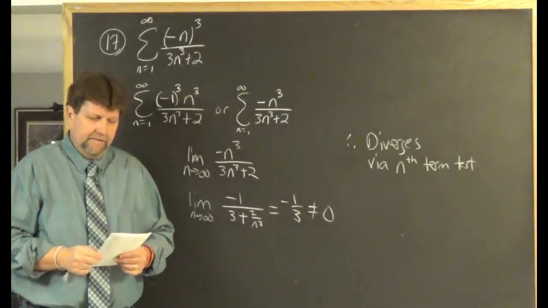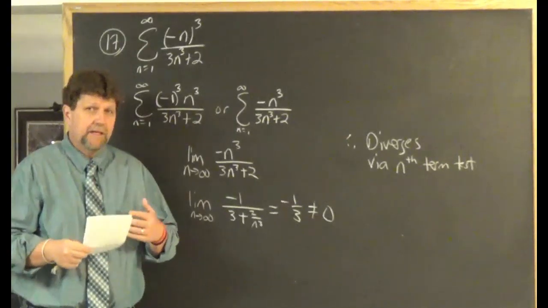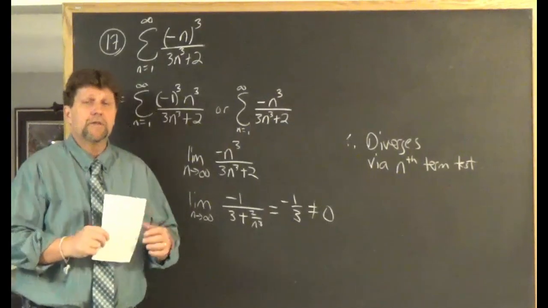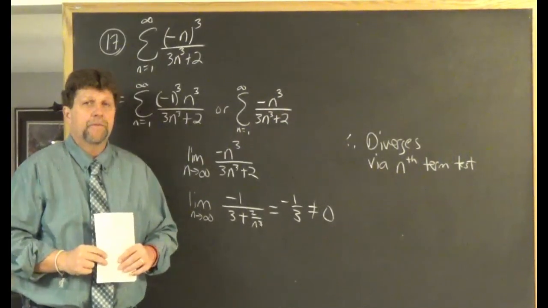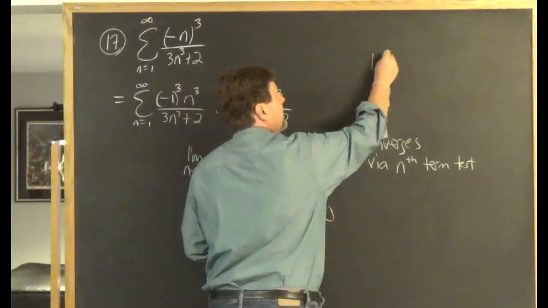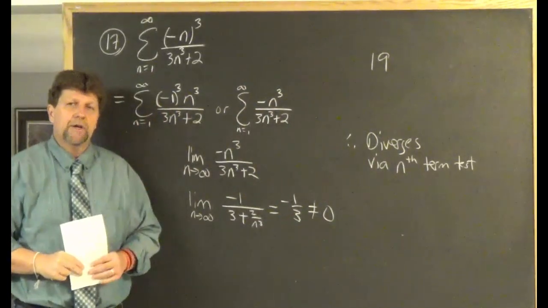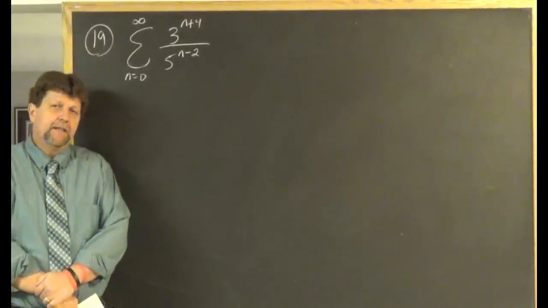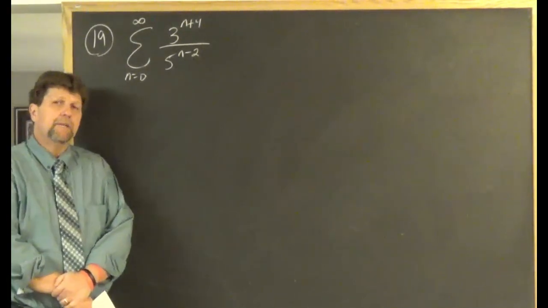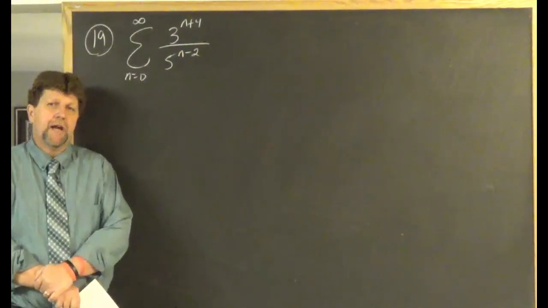So that was 17. Number 19. Give you a little hint for 19. I look at it, I'm seeing rules of exponent may help me rewrite it so it looks like something that I know. So pause the video and go work number 19, and then after you do number 19, restart the video. I'll be here working it out. Alright, number 19. Does the series n equals 0 to infinity 3 to the n plus 4 over 5 to the n minus 2, does it converge or diverge?